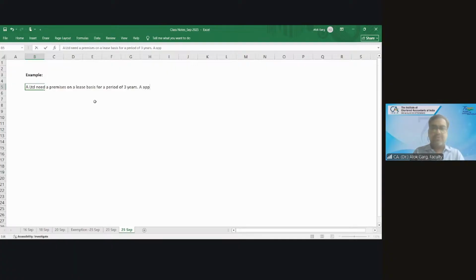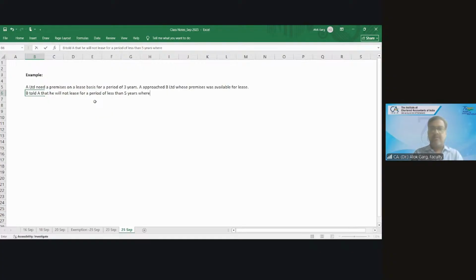A approached B Limited, whose premises was available for lease. B told A that he will not lease for a period of less than 5 years.